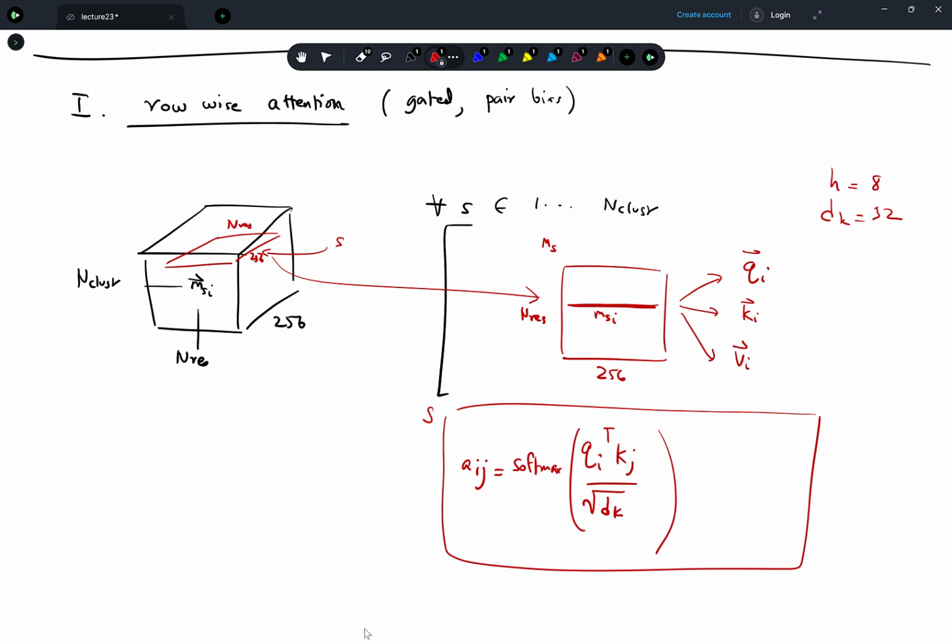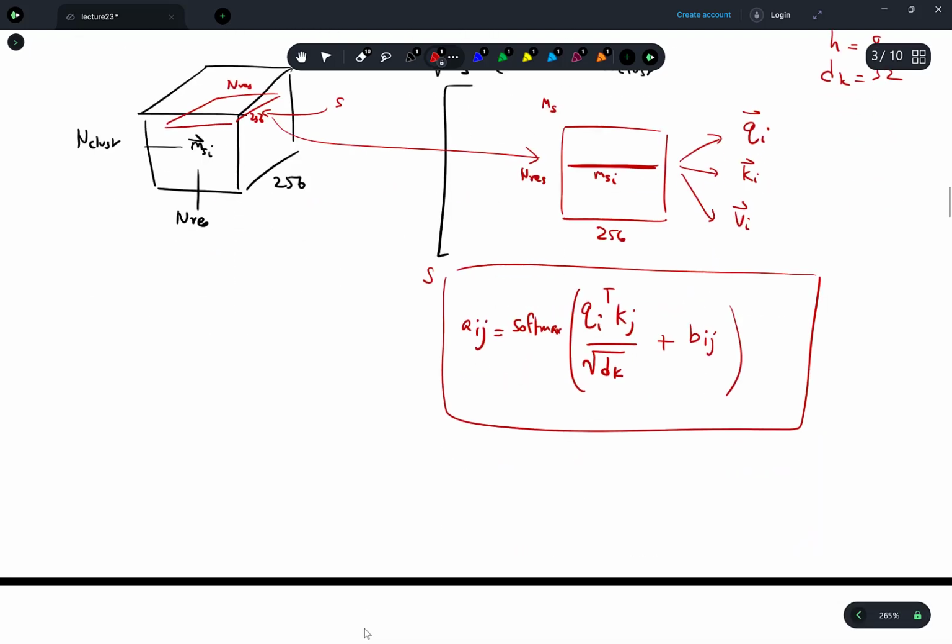Okay, so I just need to now add what is called the pair bias. So this attention, we're going to add a bias term. Bias, as you know, is a scalar. And so now whatever the dot product was, which is also a scalar, by the way, I add a bias term. This bias term comes from the pair information. It comes from just a linear of Zij.